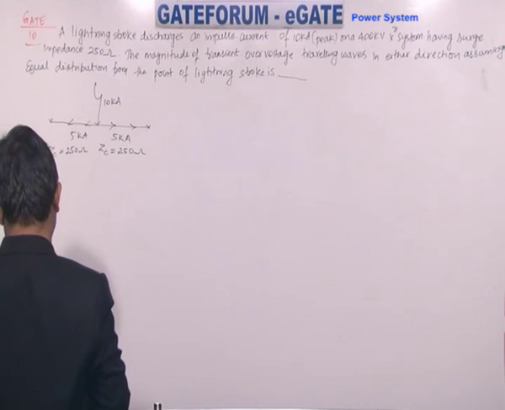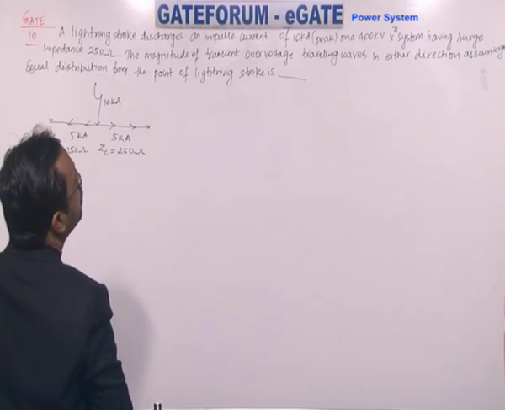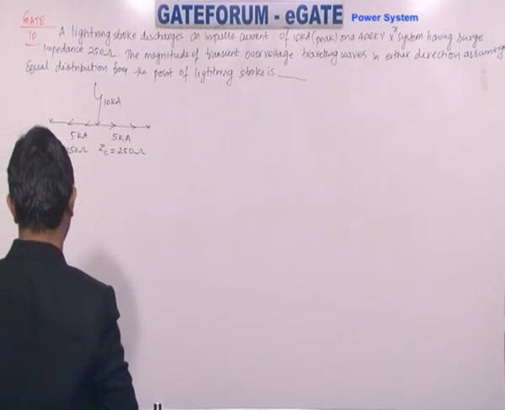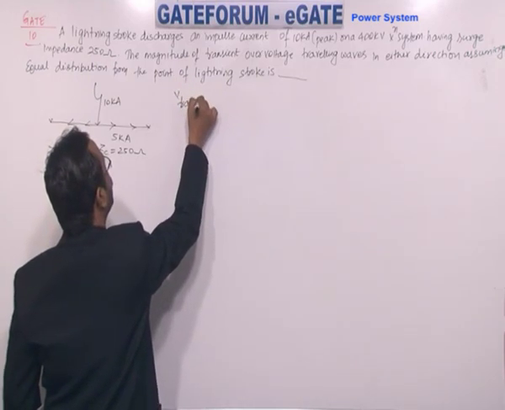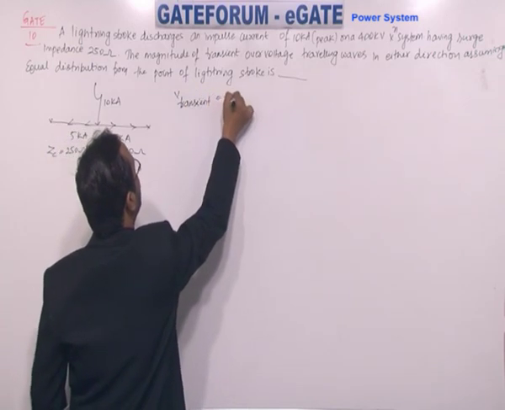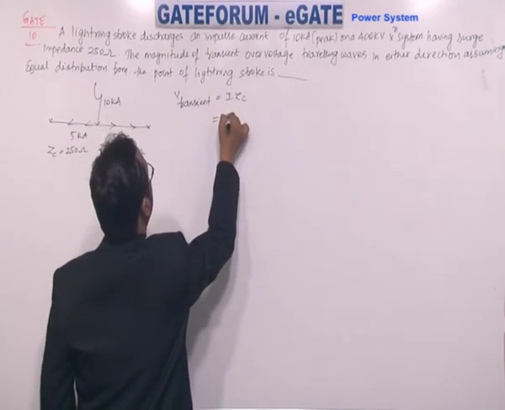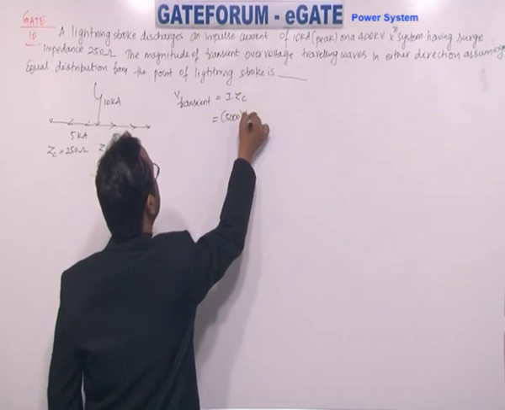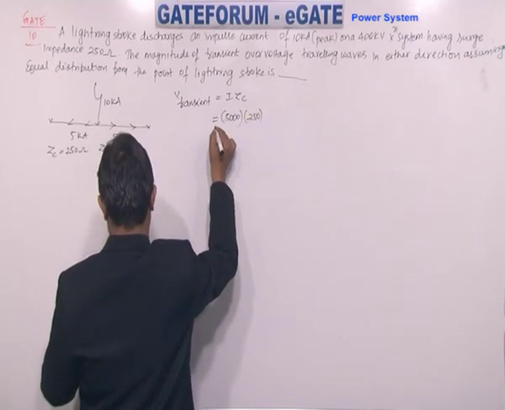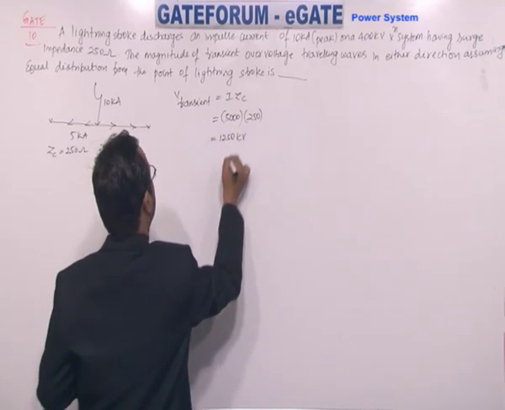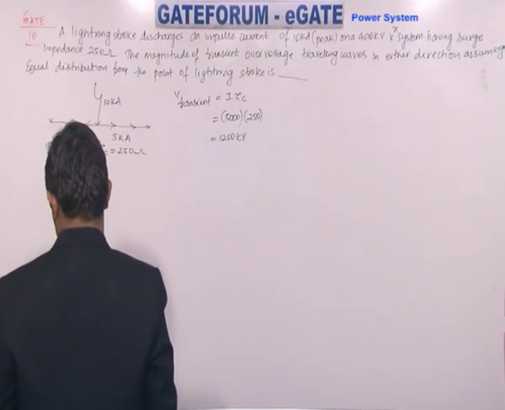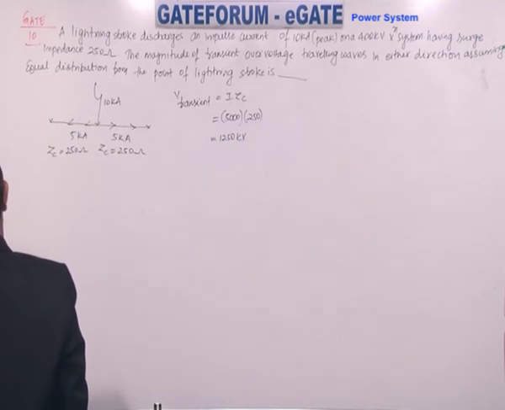So how to find out what is the voltage? Transient over voltage. So how to find out this transient over voltage? It is given by I into ZC. So 5 kiloamperes, ZC is 250. On simplifying this one, you get 1250 kV is the corresponding answer here.